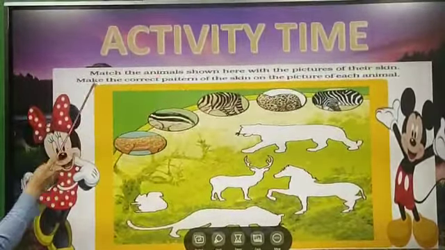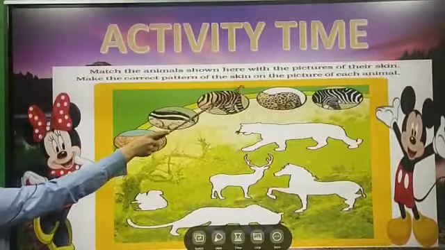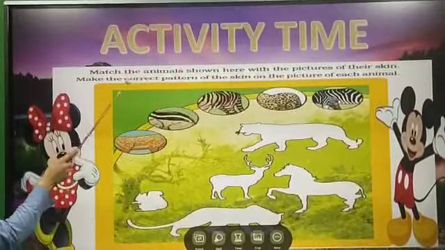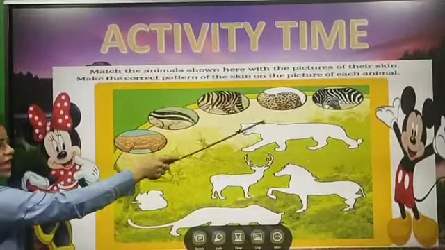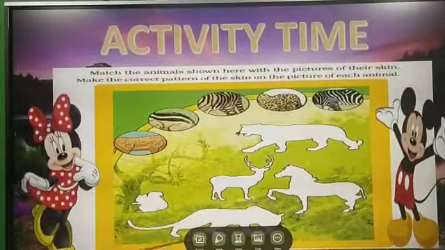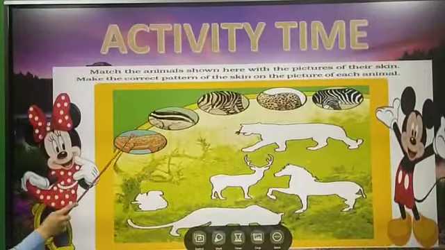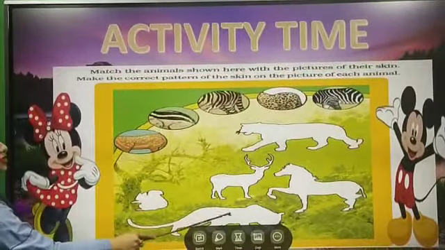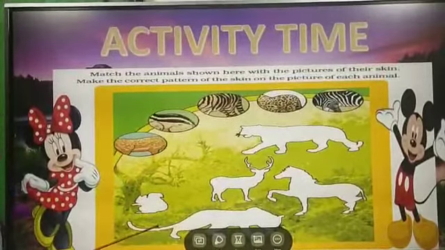Activity time. Match the animals shown here with their pictures on their skin. Make the correct pattern of the skin of the picture of each animal. Now this is the picture which is given in your book. You have to do this activity by matching the skin with the particular shadow. So please match this skin with the particular shadow.